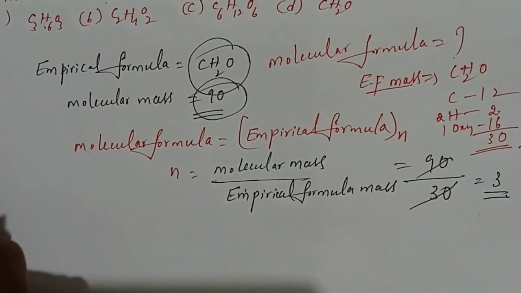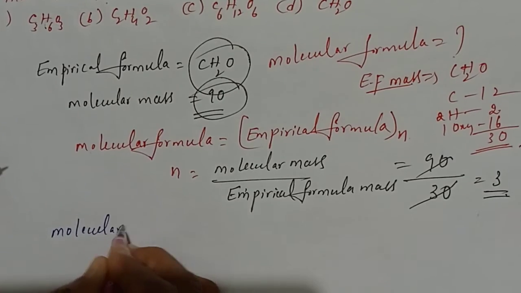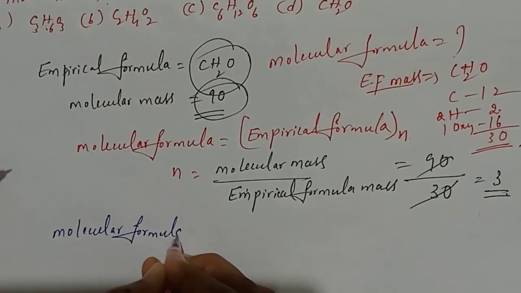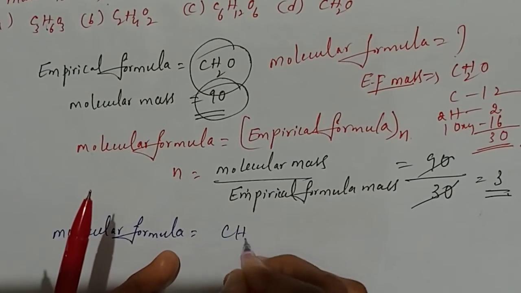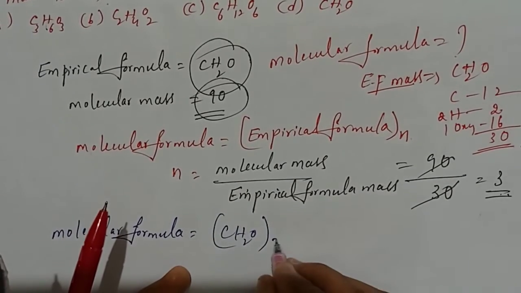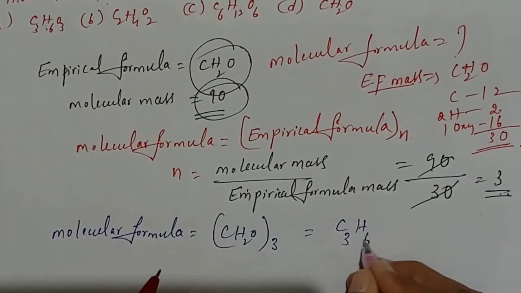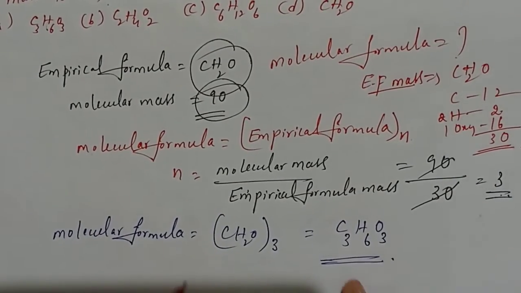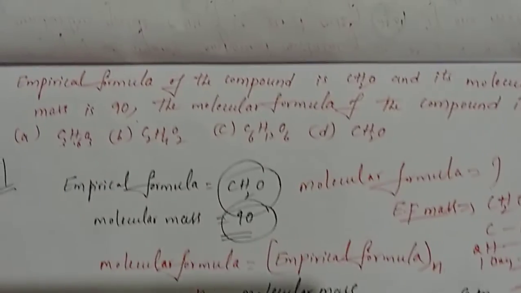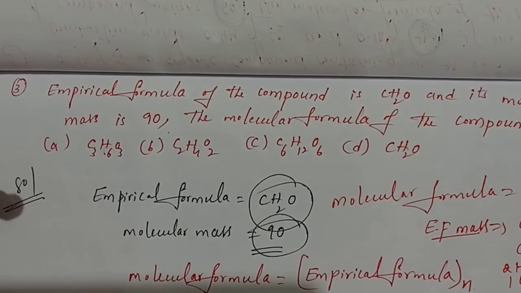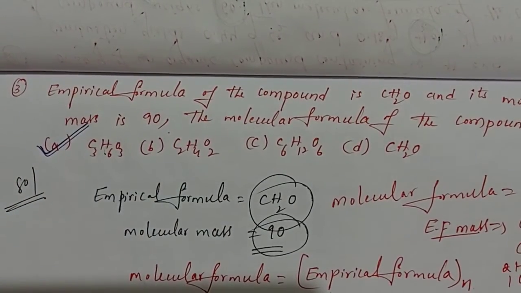So what is the molecular formula? Molecular formula is equal to empirical formula into N. The empirical formula is CH2O. N is 3. Then the molecular formula is C3H6O3. Clear? Now what is the option? In these 4 options, what is the correct answer? A option is correct, C3H6O3.